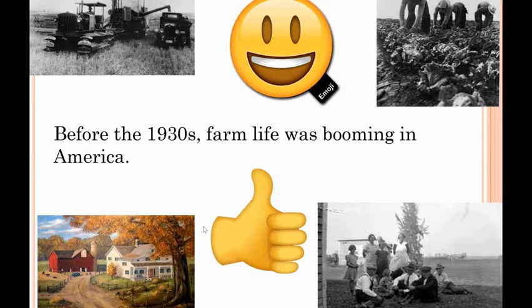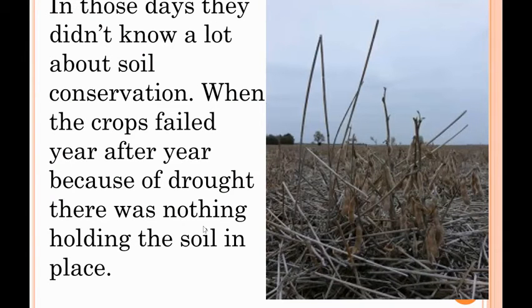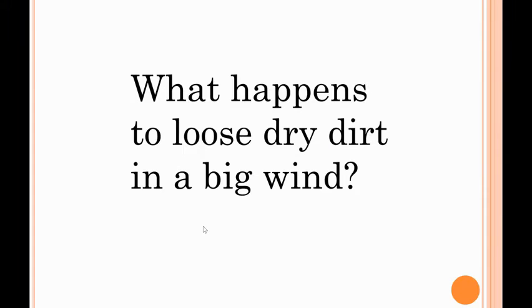Okay, next, this takes place in the 1930s. Before the 1930s, farm life was booming in America. So you can see we have these different pictures here of what life was like at the time. With the invention of better tractors, farmers could go crazy plowing the land, and they did. Right? They didn't have to do it all by hand, so they could use the tractor. So they plowed all the land. Unfortunately, they didn't know a lot about soil conservation. And so when the crops failed year after year because of a drought, there was nothing holding the soil in place. And what happens when loose dirt is in a big wind? We get the dust storm.